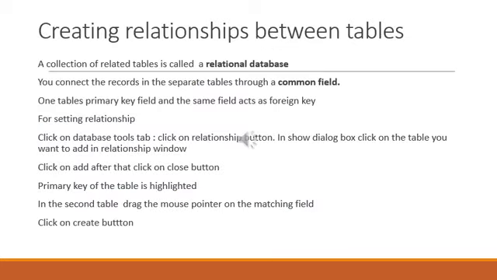To use the records of two tables simultaneously, we first need to set a relation. For setting a relation, there has to be one common field, and in the first file the common field has to be the primary key, while in the other it acts as a foreign key. Setting a relationship will be shown in the next screen.